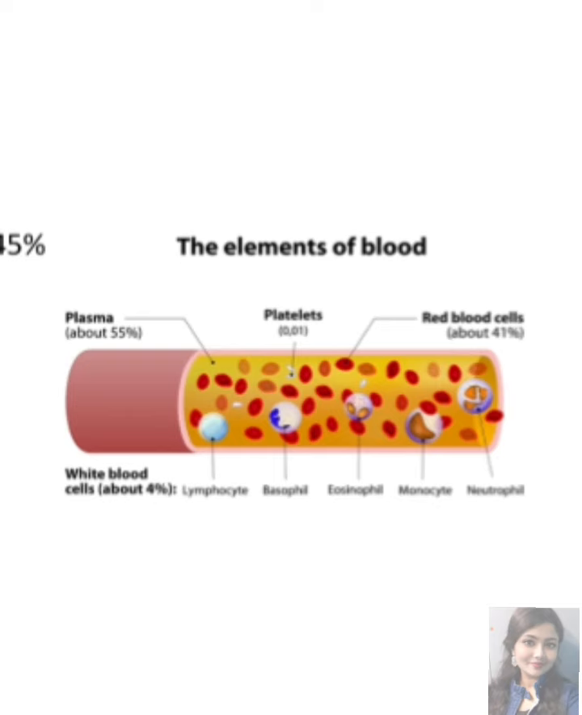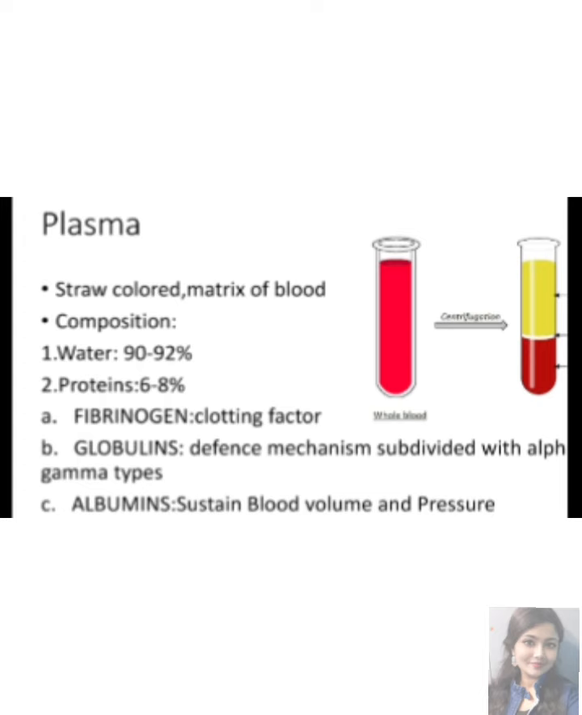So now we are going to discuss the plasma. The plasma is a straw-colored viscous fluid forming the matrix of the blood. So what is a matrix? Matrix is the ground substance of a tissue. It is generally a non-living substance occupying the space between cells. Plasma is made up of water, 90 to 92%, and proteins, 6 to 8%.